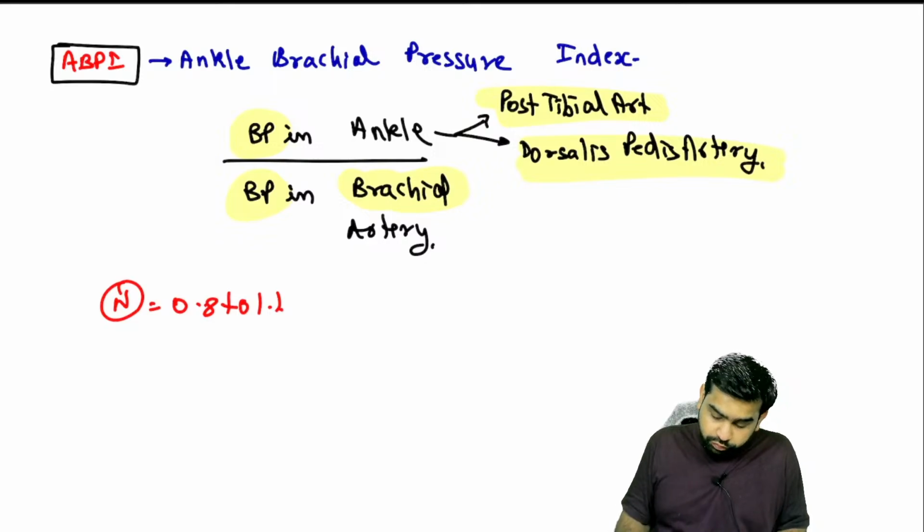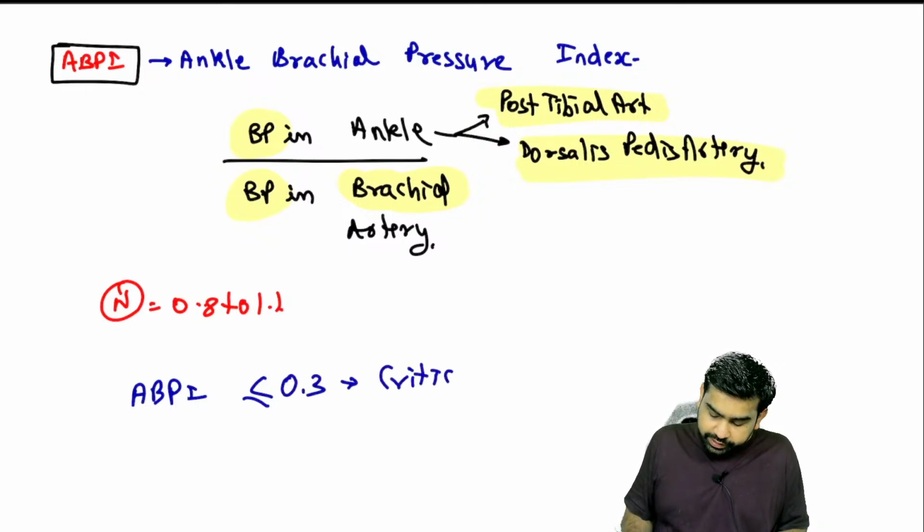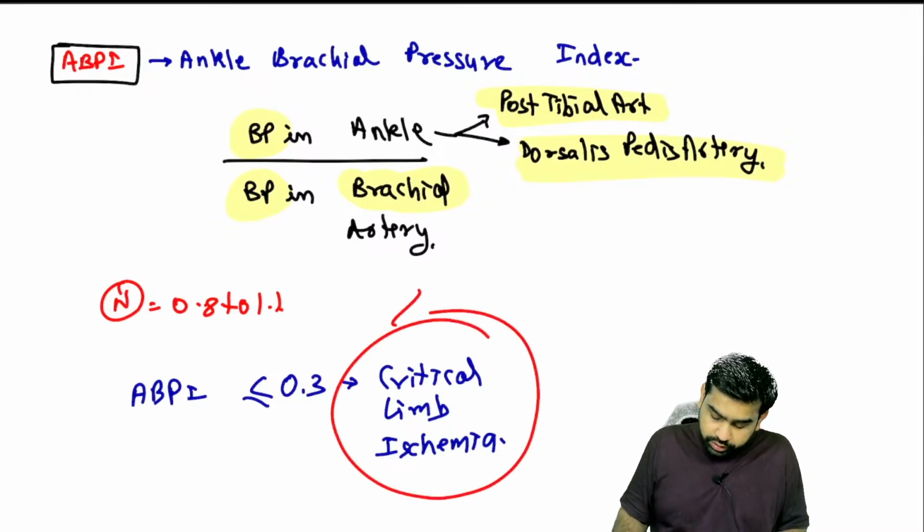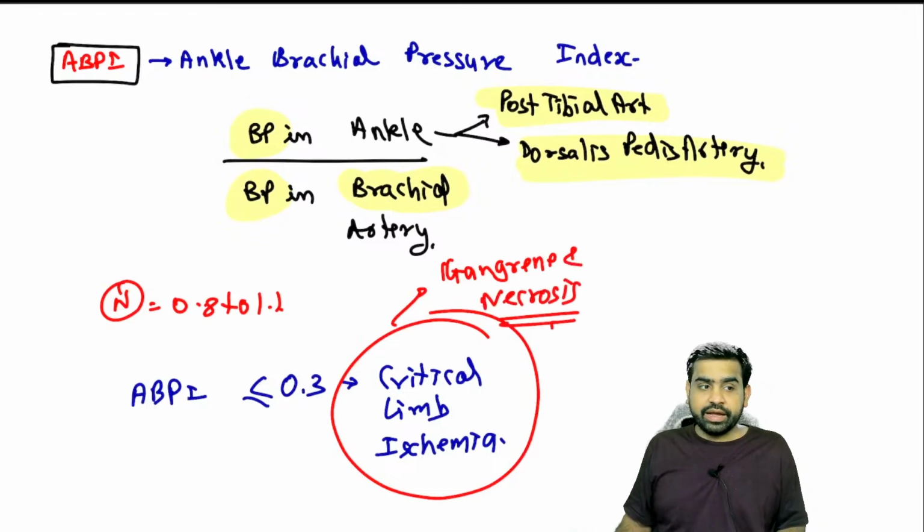If you want to remember only one value, just remember: if the ABPI is less than or equal to 0.3, what does this mean? This means that there is a critical limb ischemia, and the patient is at a risk of undergoing gangrene and necrosis.